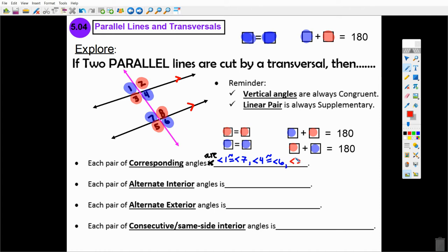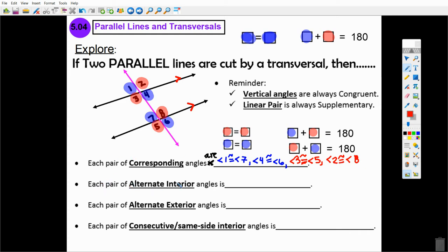So angle 3 is the same color as angle 5. They are corresponding and therefore they're congruent. And lastly, 2 and 8 are the same color. Angle 2 is corresponding to angle 8 and therefore they are congruent. Okay, so each pair of corresponding angles are congruent to each other. 1 and 7 are congruent, 4 and 6 are congruent, 3 and 5 are congruent, and 2 and 8 are congruent.